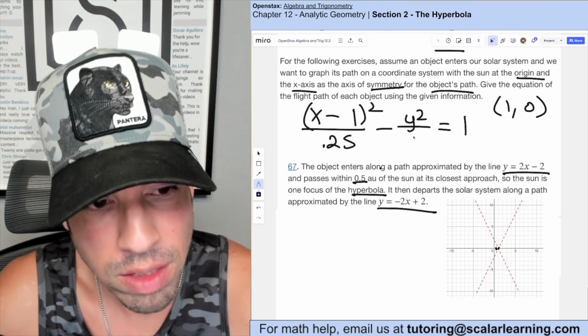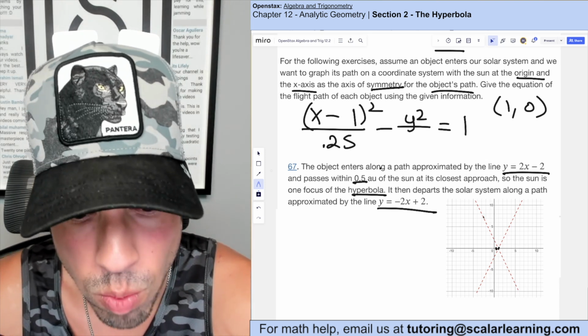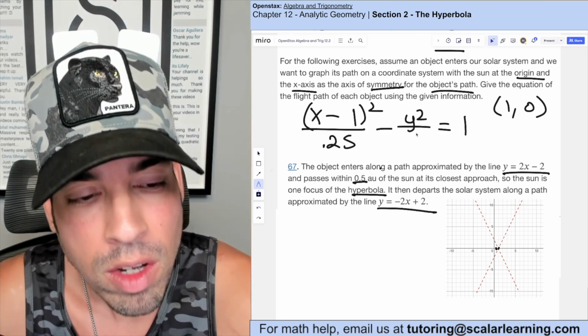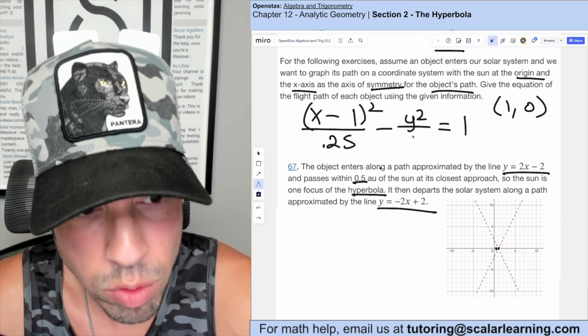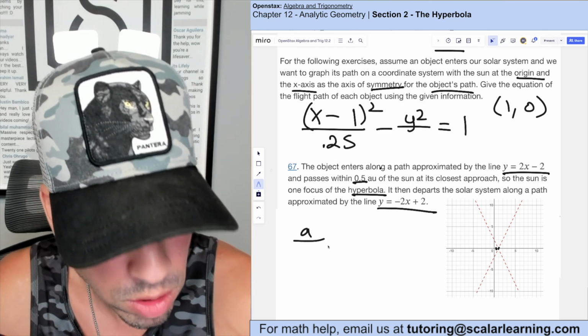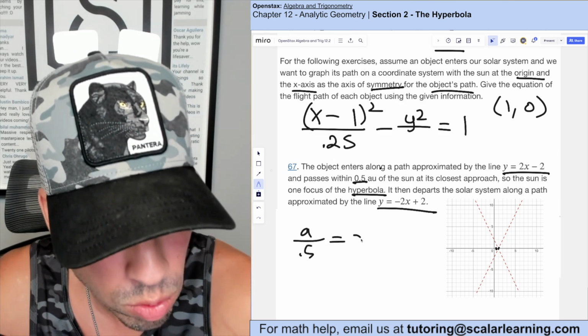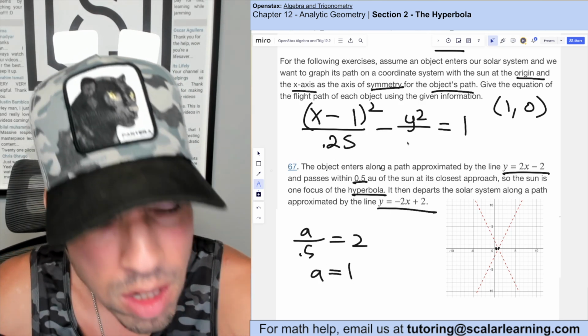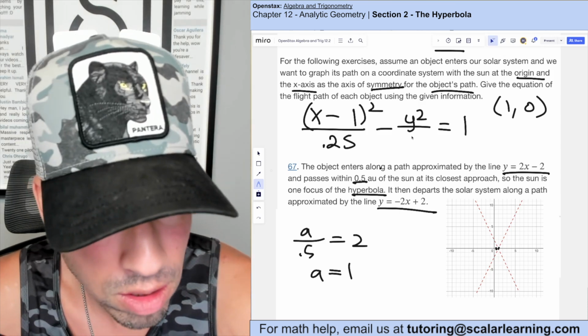And then now we need to figure out what goes underneath the y. And again, we see that the slope of those asymptotes is 2. So whatever is the square root of what is under y, let's call that a, over the square root of what's under here, which is 0.5, that has to equal 2. So if I multiply both sides by 0.5, I get a equals 1. So a squared is still 1.